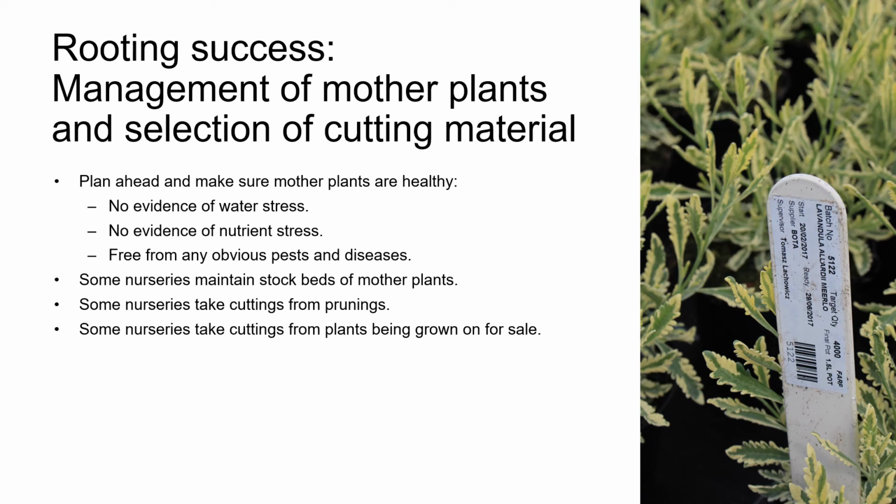It's good to try and plan ahead by at least a week so you can fertilize plants if necessary, spray for any pests or diseases, and make sure the mother plants are watered on a regular basis so that they're not drought stressed.